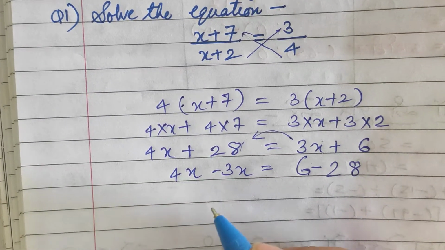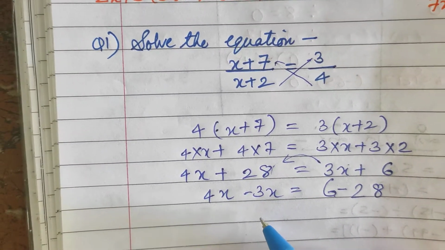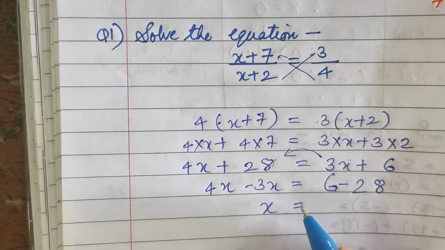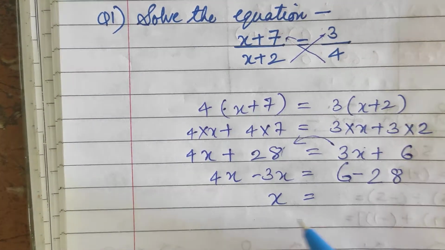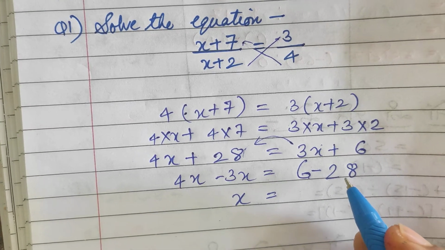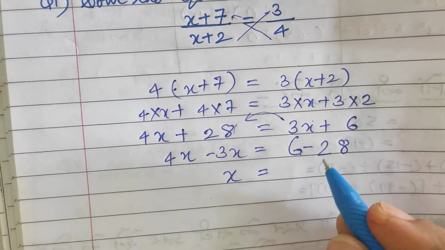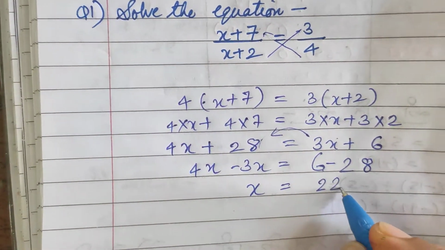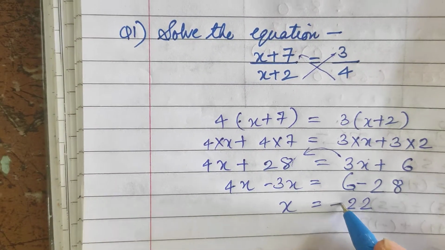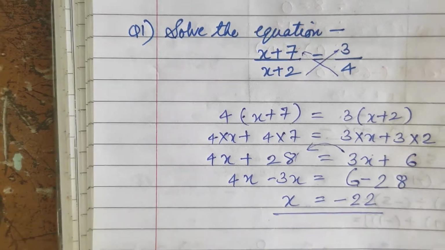Okay, clear? So 4x minus 3x is 1x, we are writing only x because it is understood. And 6 minus 28, plus minus is minus, so we will be subtracting 6 from 28, it will be 22 and sign of the greater number. So our answer is x equals minus 22.